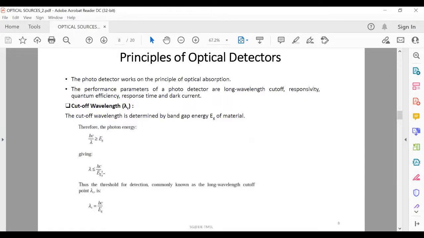So the threshold for detection, that is commonly known as the long wavelength cutoff point, lambda c, is equivalent to hc by Eg. So that is the cutoff wavelength.